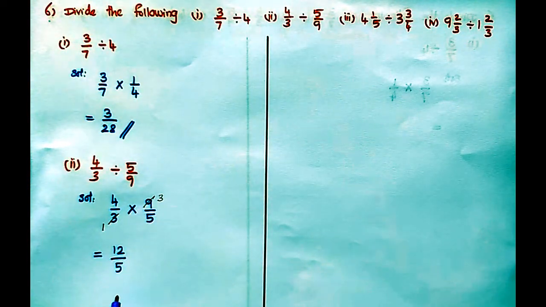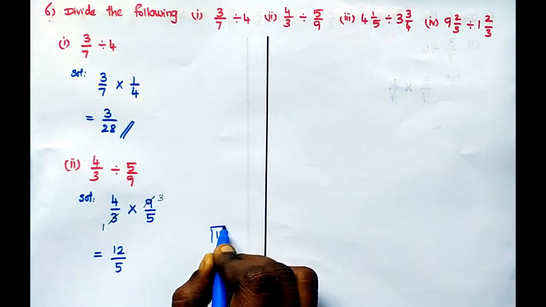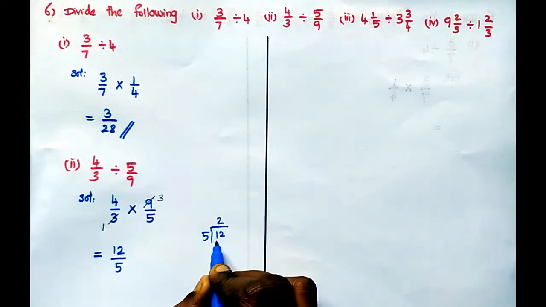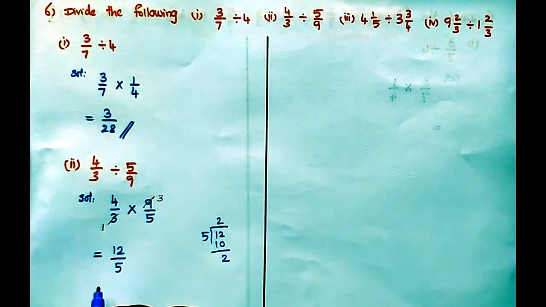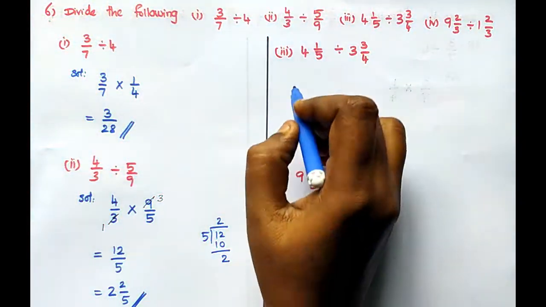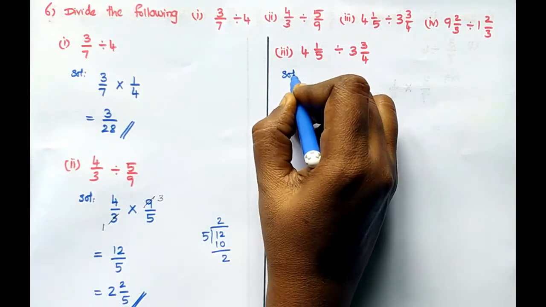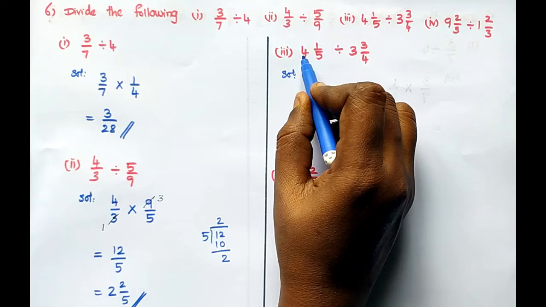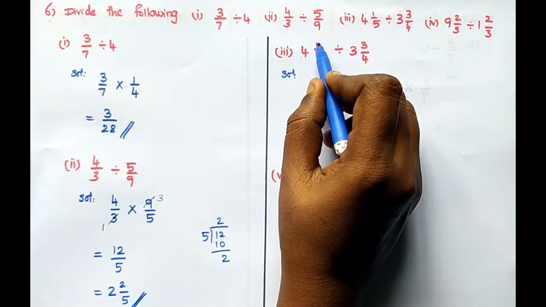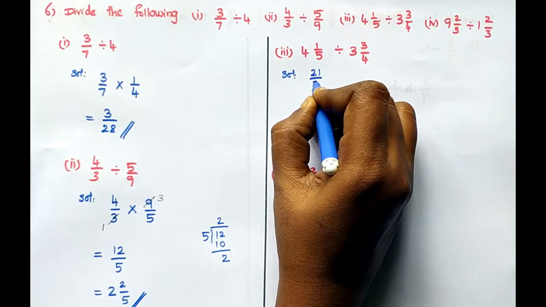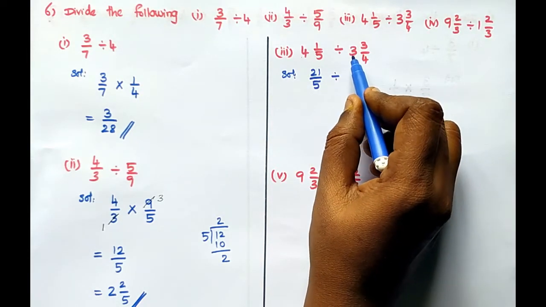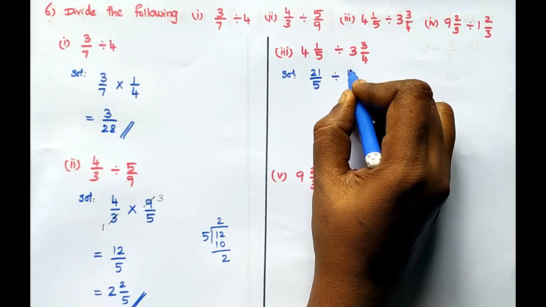Now change into mixed fraction, means 12 divided by 5, 2 5s are 10, balance 2. So quotient, remainder by divisor. So 2 by 5 is the answer. Next subdivision, 4 1 by 5 divided by 3 by 4. Listen, first change into improper fraction. 4 5s are 20 plus 1, 21 divided by 5. Divided by 3 4s are 12 plus 3, 15 by 4.